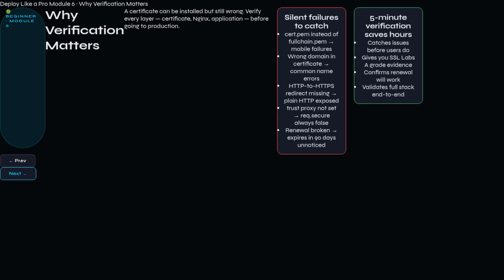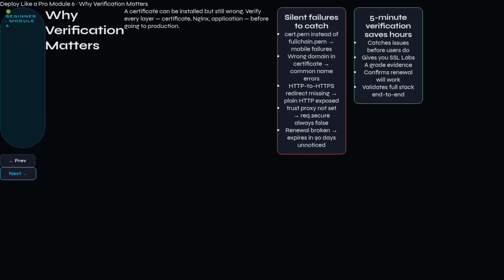Getting an SSL certificate is step 1. Verifying that it's working correctly end-to-end is step 2, and it's just as important. A certificate can be installed but misconfigured in several ways. The wrong certificate file, cert.pem instead of fullchain.pem, causes mobile failures.